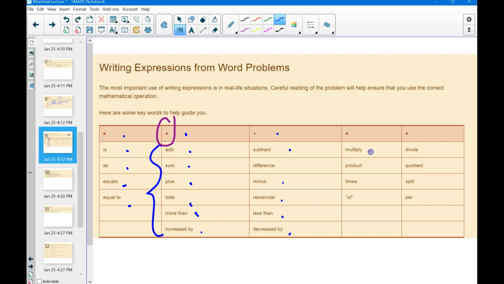So over here, multiply, product, times, of, it's multiplication, and division would be divide, quotient, split, per, and it's all division. That's how you recognize it. So if you're doing a word problem, you look for these key phrases or key words to know what operation you're going to be doing in the word problem. And we know we all love word problems. Awesome.